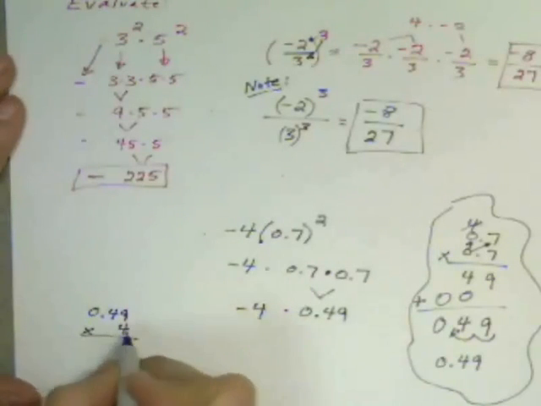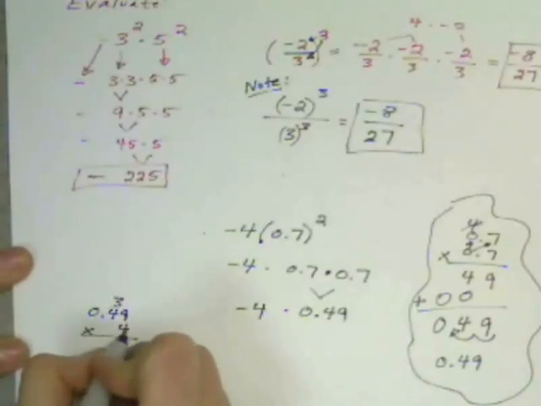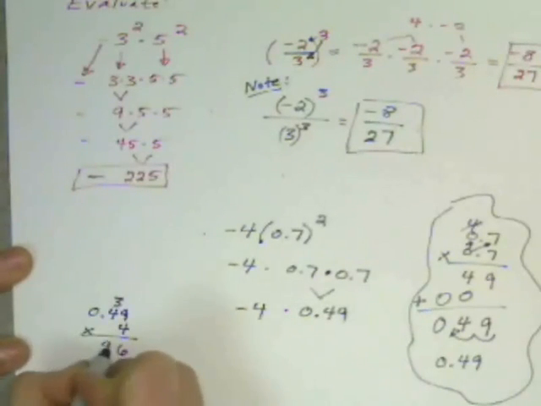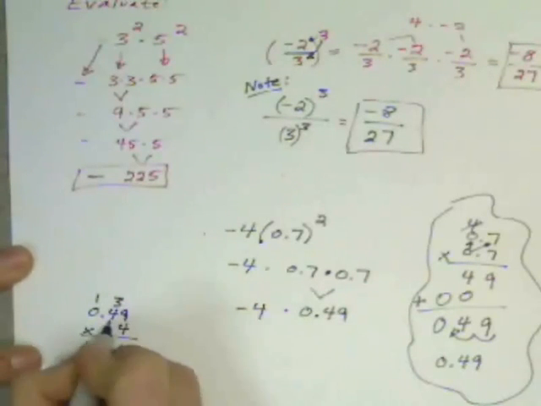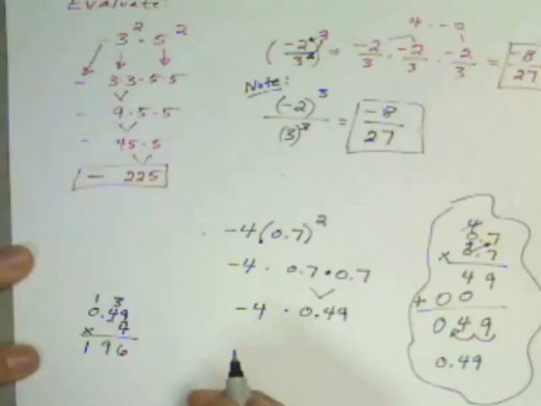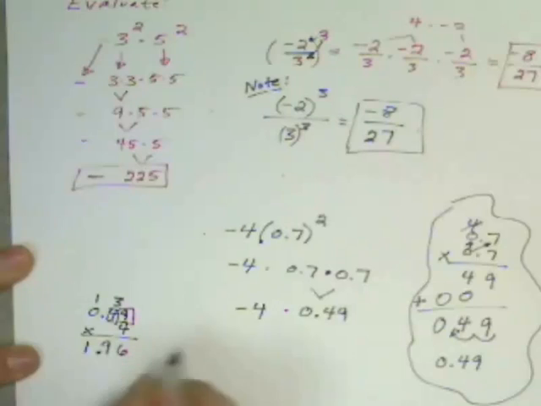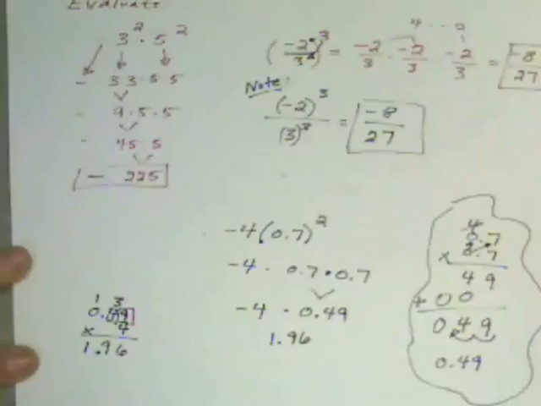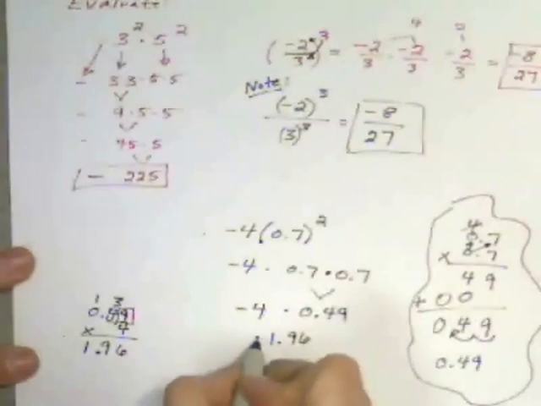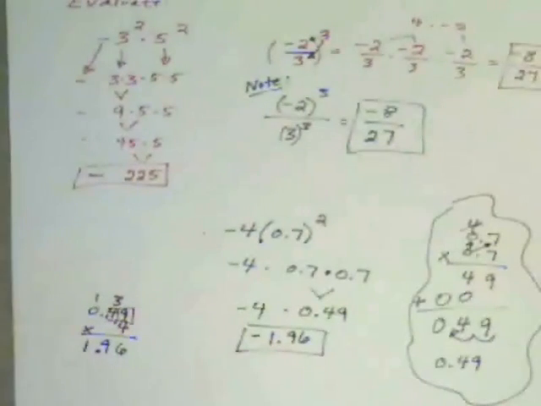So 4 times 9, that gives me a 36. 4 times 4 is 16, 17, 18, 19. 4 times 0 is 0, plus 1 is 1. And we have 2 decimal places here for the 4 and the 9. So I'll move this one over 2, and I have 1.96, or 1 and 96 hundredths. Remember, since I had a negative and a positive, this answer is negative, so that's when I put that negative on there. Okay, that's it for exponents.